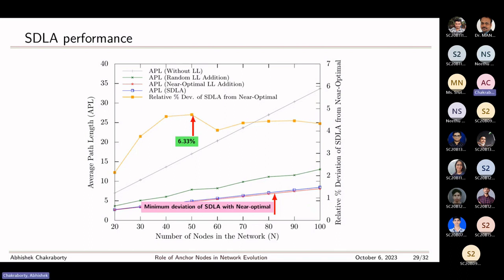So actually SDLA is performing better and it can be used in many real world applications, like whatever we have discussed previously. In such cases, we can easily deploy SDLA based link addition and add those links, and the APL optimization performance will be very high.